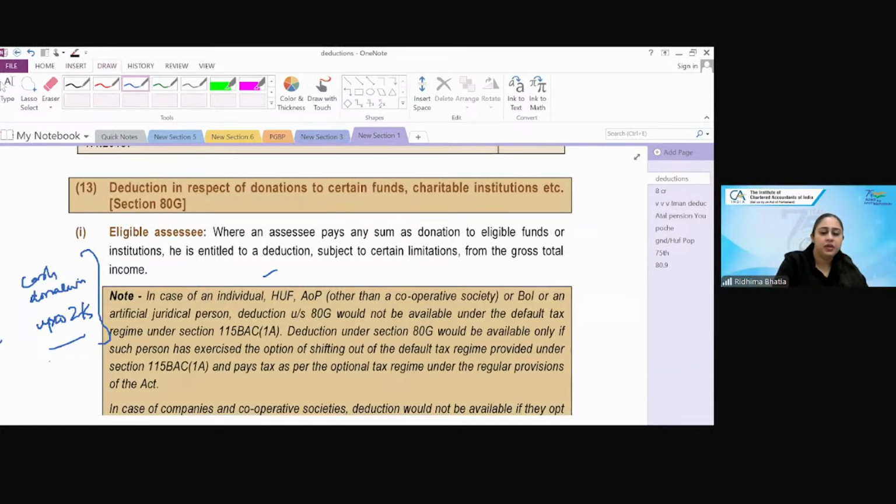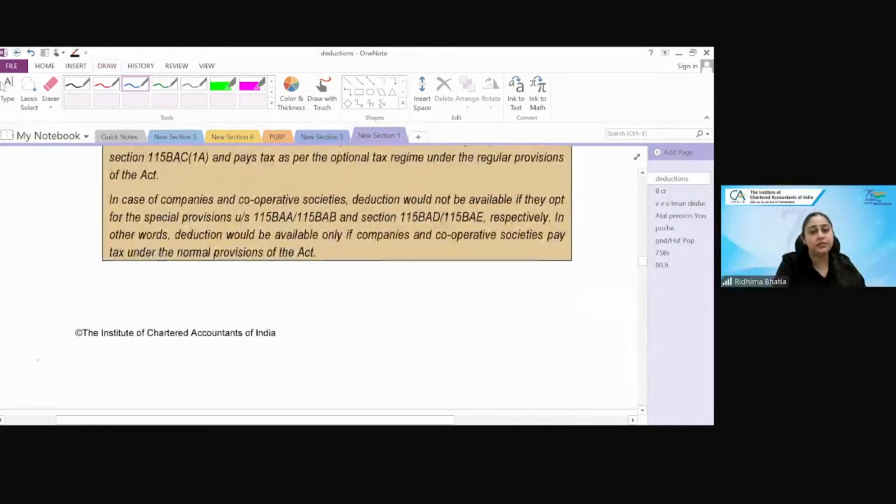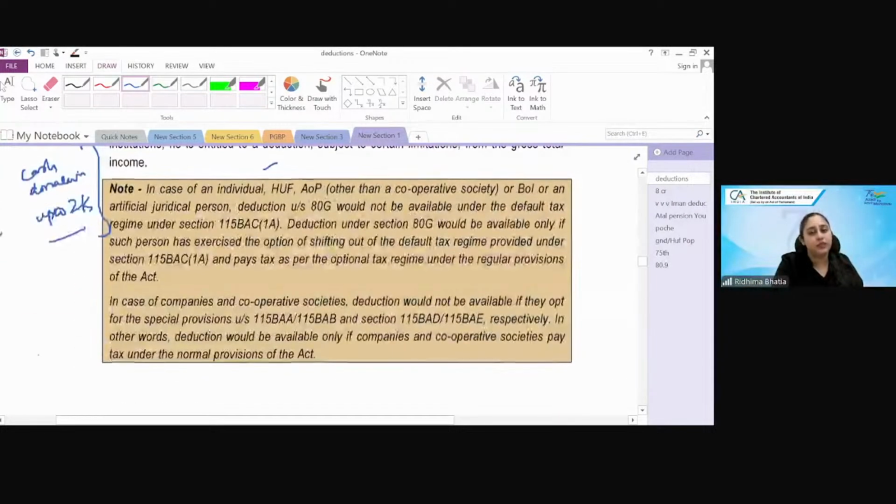Okay? Then here there are 4 categories, but before the 4 categories, you have to see that this particular section is not available to anyone opting for the concessional tax regime, except a company under section 115BA. BA, not BAA. A company covered under 115BAA cannot claim it. A company covered under 115BAB cannot claim it. Individual, HUF, AOP covered under 115BAC cannot claim it. Cooperative societies covered under 115BAD or BAE cannot claim it. Okay?